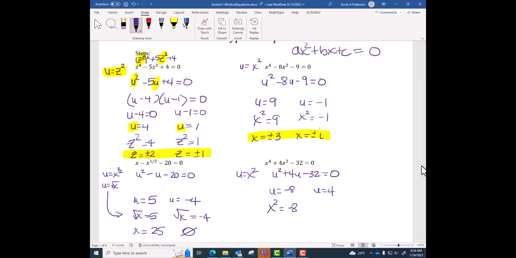So x squared is equal to negative 8, and then taking the square root of both sides, I get x is equal to positive or negative square root of negative 8. And then that reduces down to positive or negative 2i square root of 2. And then on this side we have x squared is equal to 4. So that means x is equal to positive or negative 2.